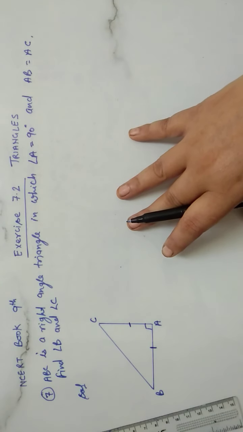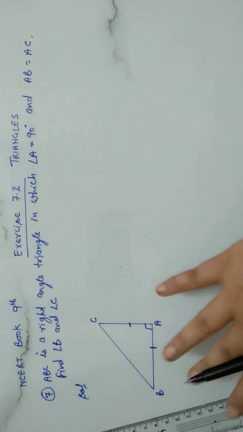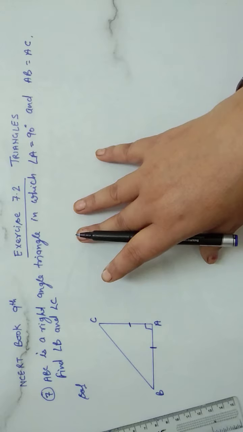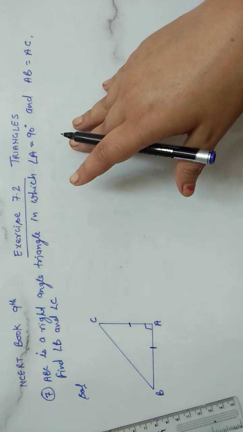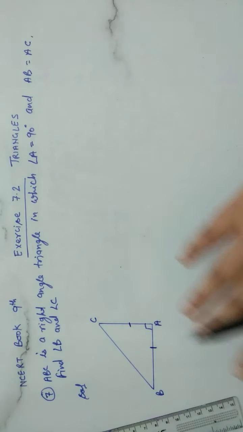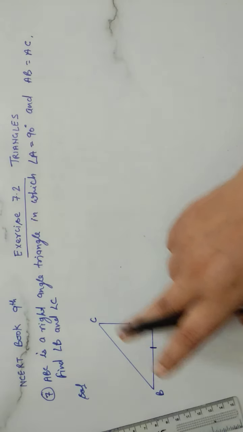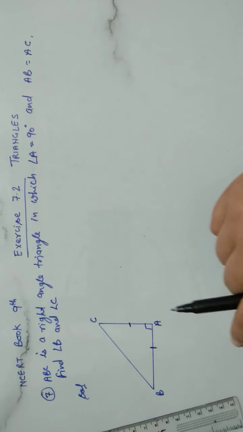So this is our question number 7. Question number 7 is ABC. It is given to us, it is a right angle triangle. Angle A is 90 degree and AB is equal to AC. What we have to find out? We have to find out the remaining angles, that is angle B and angle C.